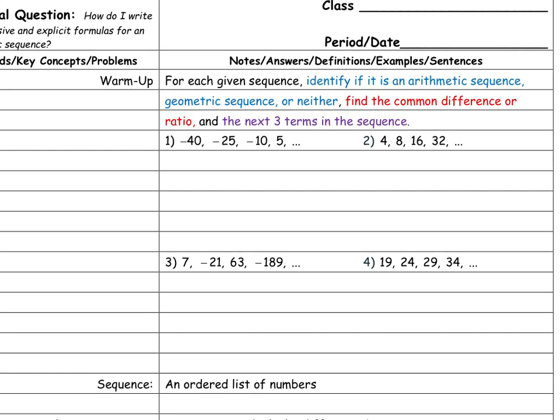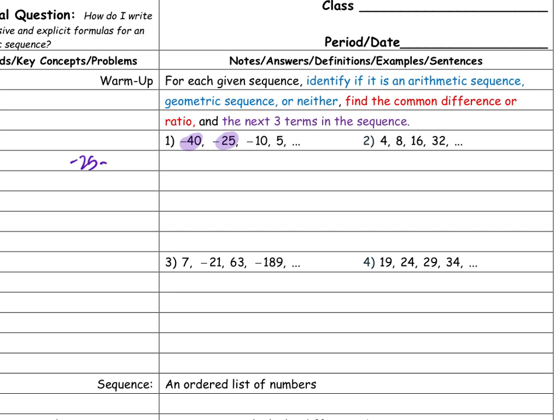So let's see. If I look at my sequence, it's not getting hugely larger or smaller. So that means I'm probably adding the same number. And if I look at this, I can figure out what I'm adding by going negative. Okay, let me get a pen here. Negative 25, right? Take the second term, minus the first term.